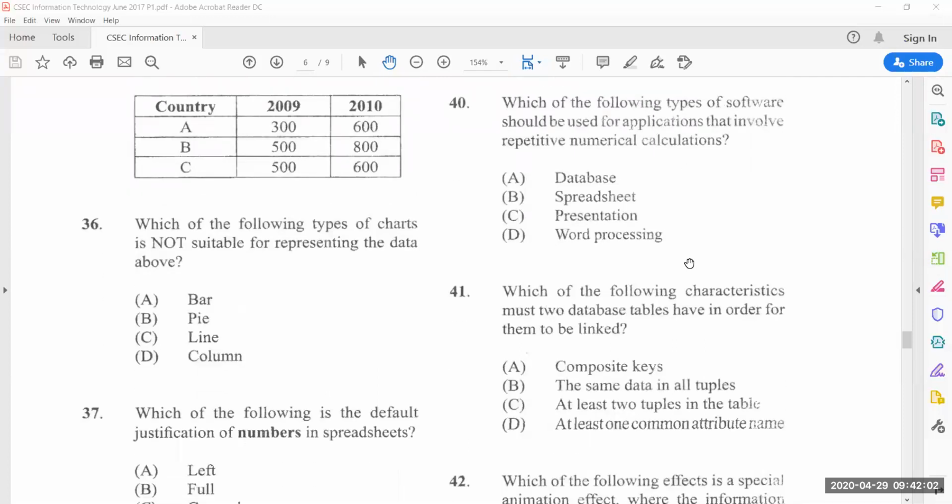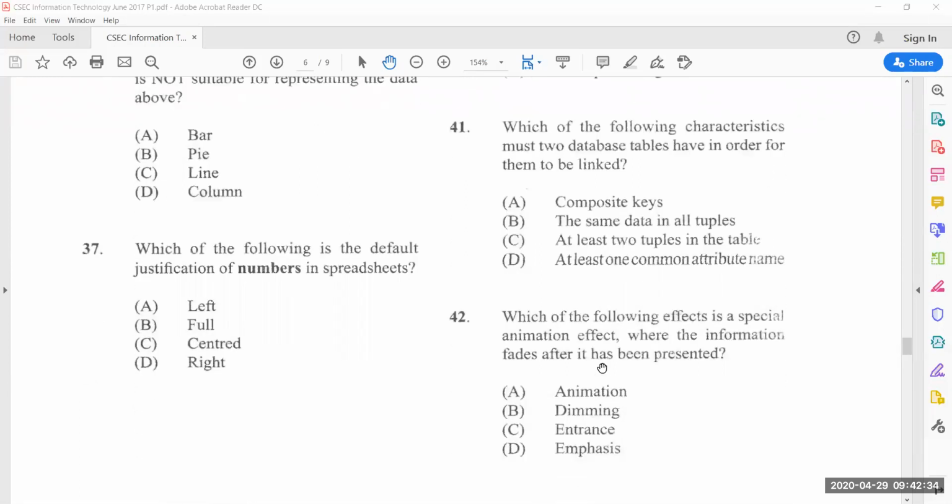Let's move on to 40. Which of the following types of software should be used for applications that involve repetitive numeric calculations? B. Yes, B, spreadsheet, right? And that's one of the huge advantages of spreadsheet software. It does well with numeric calculations and repeating calculations. Okay, let's move on to 41.